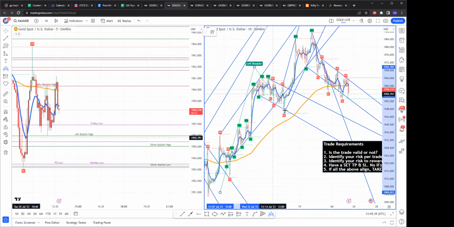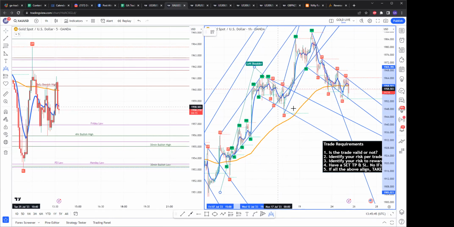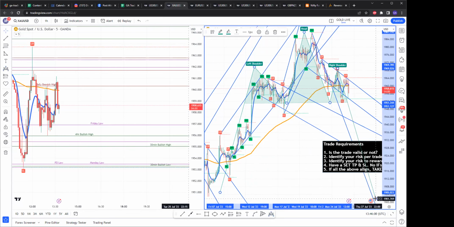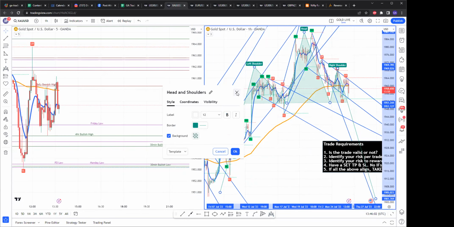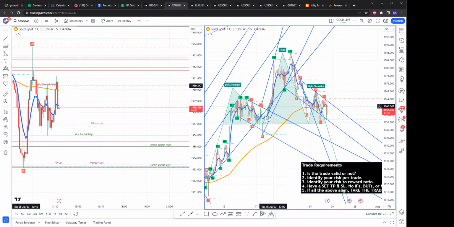This right here, left shoulder, right? Between 1964, neckline is around 1951. So left shoulder, neckline, head all the way to 1987. Then back to the neckline around 1950, 1951, and then right shoulder around 1969. So there's your head and shoulder pattern. I know we have a bunch of trend lines that are making the chart a bit messy, but hopefully you guys can get a hint of that.